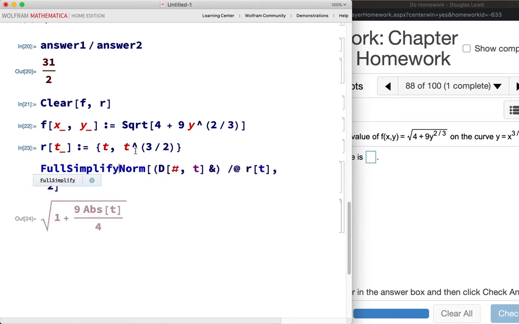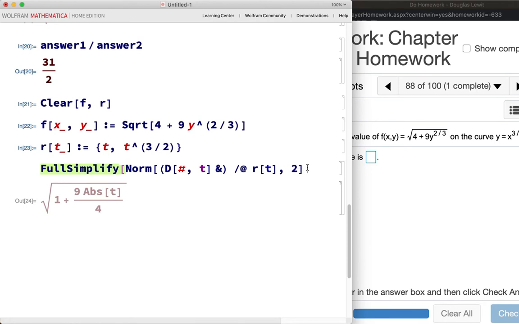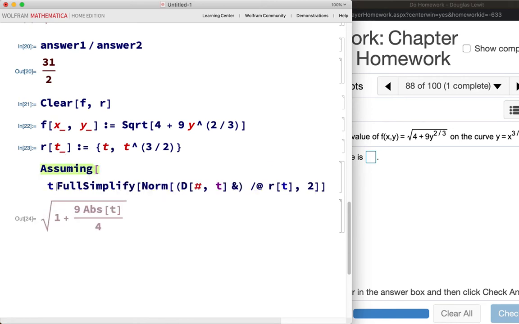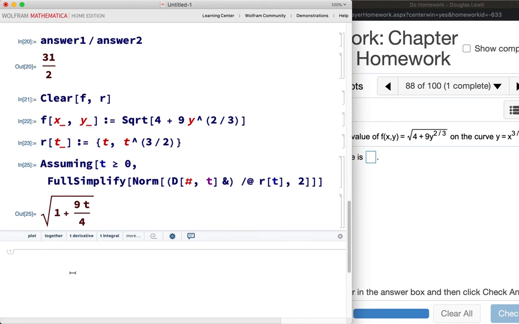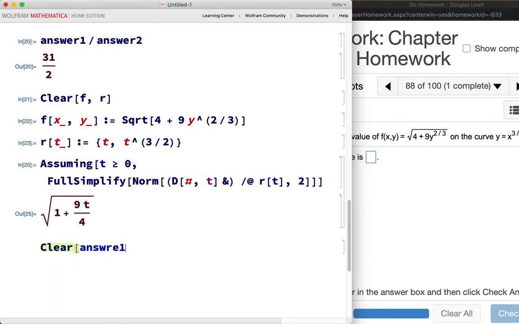Full simplify, assuming that t is greater than or equal to 0. There we go. So now we just have the square root of 1 plus 9t over 4. And that's pretty simple. So what are we going to do here? Okay, so let me clear answer 1, answer 2.